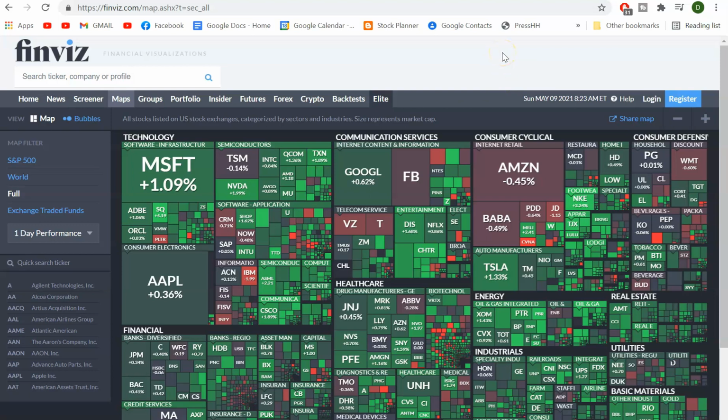Just pick the big boxes. In order to do swing trading, in order to do technical analysis, you need stocks that people are following, that are tradable, with enough volume, and these stocks have it.